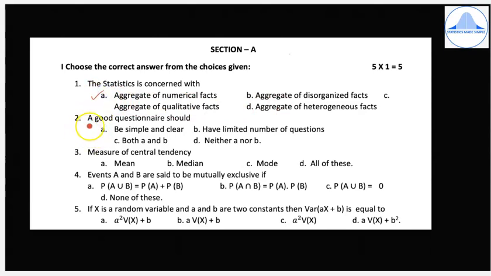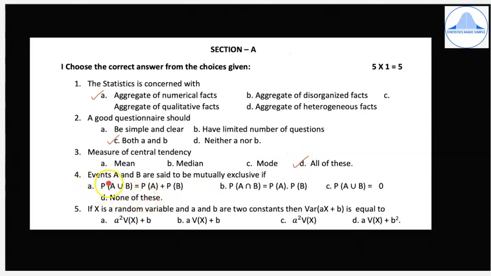Second question: a good questionnaire should be A, simple and clear, B, have limited number of questions, C, both A and B, D, neither A nor B. The correct answer is C, both A and B. Third question: measure of central tendency, subdivision A, mean, B, median, C, mode, D, all of these. The correct option is D, all of these.